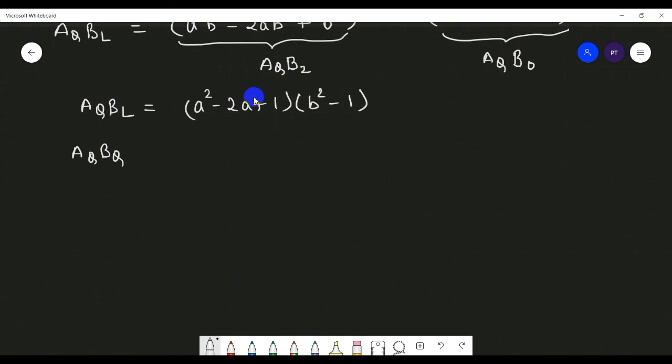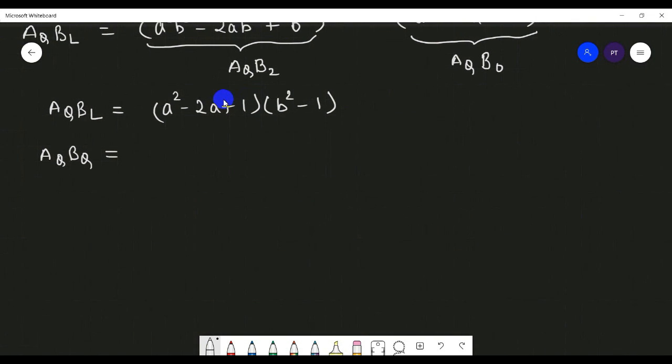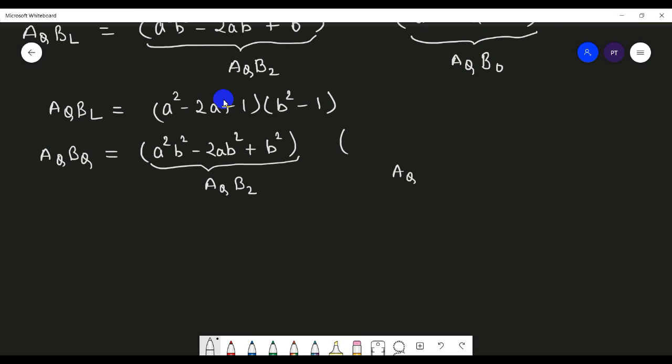Similarly, we find the interaction component AQBQ. So first we'll find the quadratic effect of A at three levels of B. So the quadratic effect of A at high level of B is A square B square minus 2A B square plus B square. Quadratic effect of A at high level of B. Now we find quadratic effect of A at intermediate level of B. So this is A square B minus 2A B plus B.